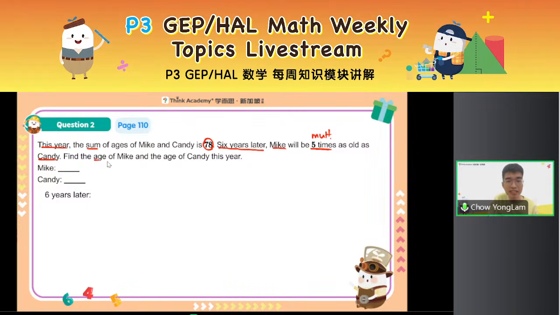Now, we want to find the age of Mike and Candy this year, right? Over here, you see that we have 2 time points: this year and 6 years later. So before we even draw a model, we need to figure out what time point we should draw for.